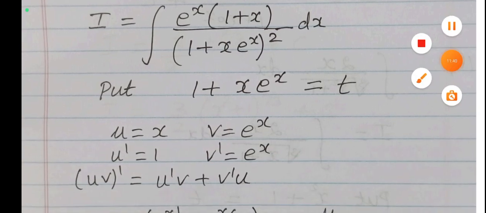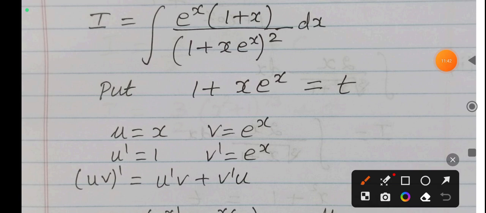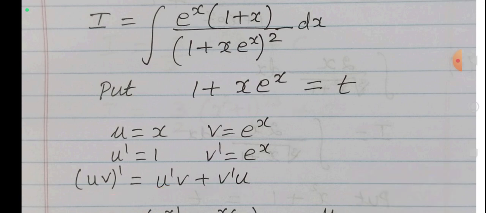But till now we did not have any product rule in the t when we took it; we directly differentiated. But here we want to differentiate x e power x, which means you have to use the product rule. u is x, v is e power x, u dash is 1, v dash is e power x. We all know uv the whole dash equals u dash v plus u v dash.